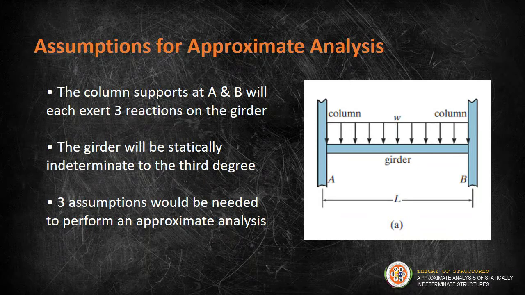The assumptions for the approximate analysis. The column supports at A and B will each exert three reactions on the girder. The girder will be statically indeterminate to the third degree.